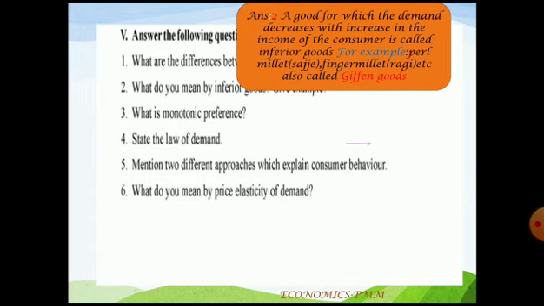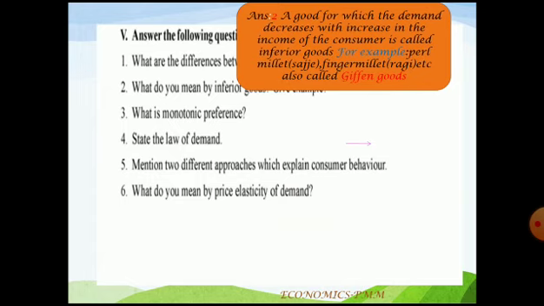So in short, the goods for which the demand decreases as income increases are called inferior goods. They are also called Giffen goods. Sir Robert Giffen first observed this behavior towards inferior goods. From then onwards, these inferior goods are also known as Giffen goods.